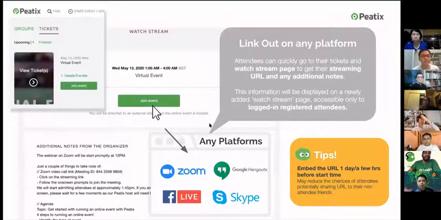Yeah, so this is kind of how it looks. Once you put in the link, in future, you can just click on join event, and then it will lead you to some of these platforms. One piece of advice I would share is to maybe not share the link too early. This is to reduce the chances of attendees potentially sharing the URL with non-registered attendees, right, or with their friends.